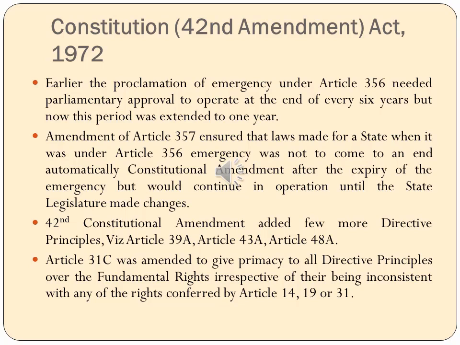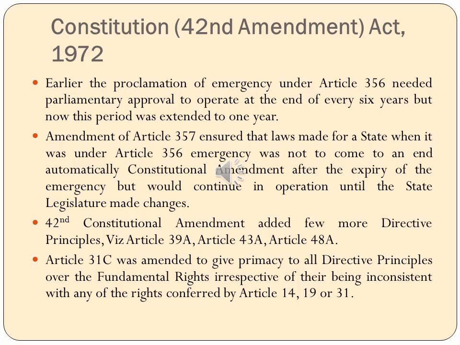So the amendment of Article 357 ensured that laws for a state when it was under Article 356 emergency were not to come to an end automatically, and constitutional amendment after every expiry of the emergency would continue in operation until the state legislature made the required changes.